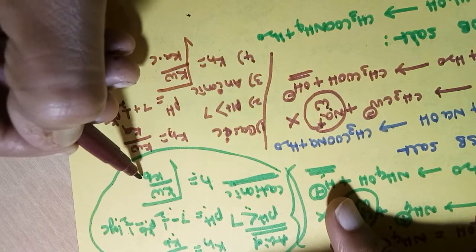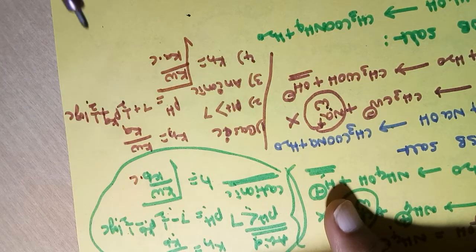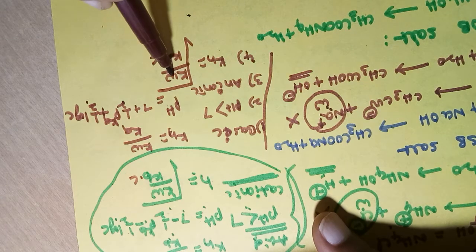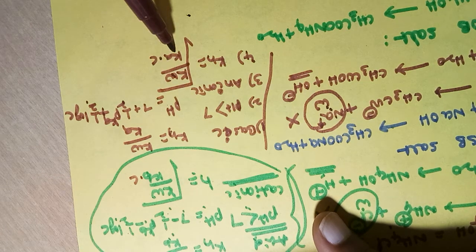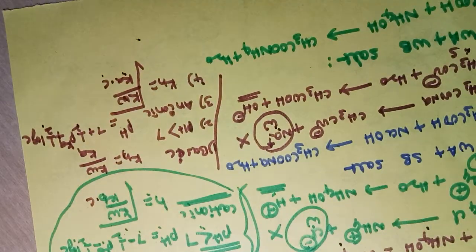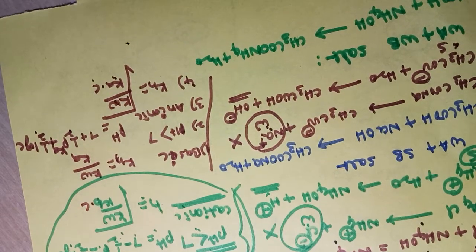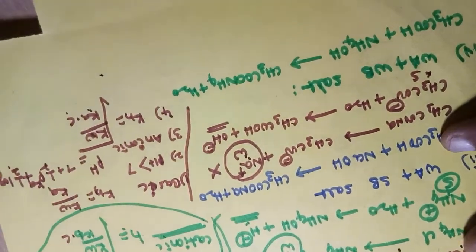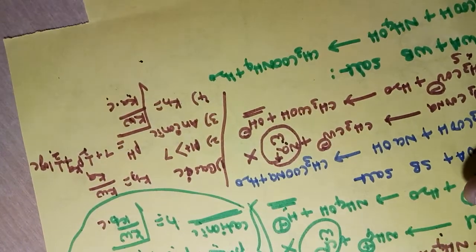Here Kw is the ionic product of water, Ka is the dissociation constant of the acid, and C is the concentration of acid. This is the principle related to hydrolysis of a salt of a weak acid with a strong base.